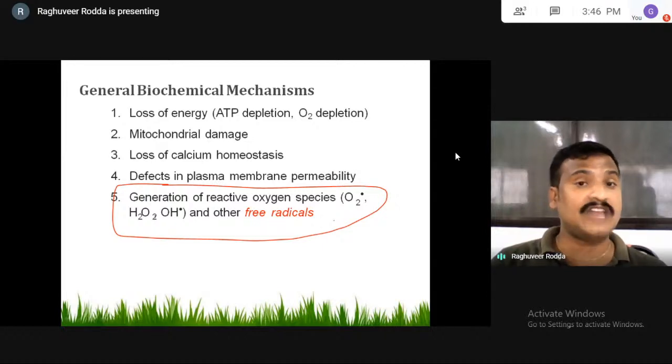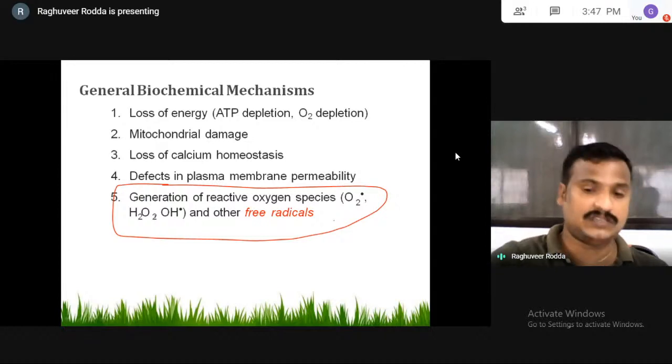That's the reason why we have to take a huge amount of antioxidant substances. The function of antioxidants is to react with reactive oxygen species and free radicals which are formed by the various biochemical reactions, and inhibit these free radicals, reactive oxygen species and reactive hydroxyl ions from reacting with the membrane structures or with the cellular structures.